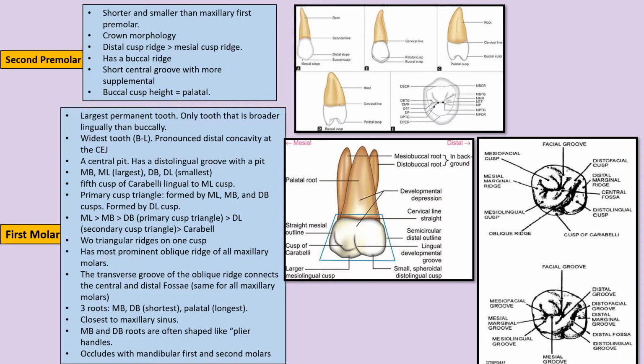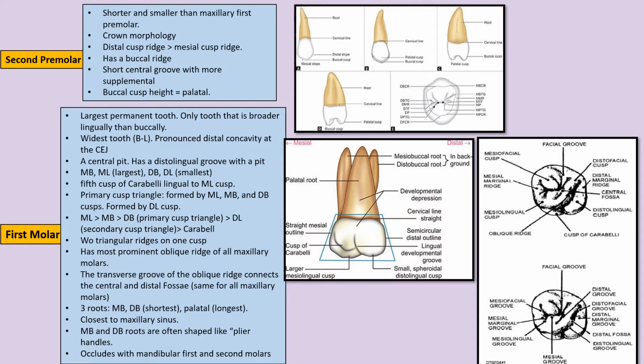Okay, so now let us talk about the maxillary second premolar. As compared to the maxillary first premolar, it is shorter and smaller, and the distal cusp ridge is longer than the mesial cusp ridge. It has a buccal ridge but not as prominent as the first premolar. The most important point about the maxillary second premolar is having the supplemental grooves. Supplemental grooves will give it a wrinkled or crenulated appearance. That's the most important thing. It has a single root. It has two cusps, buccal and palatal, which are almost equal in size.